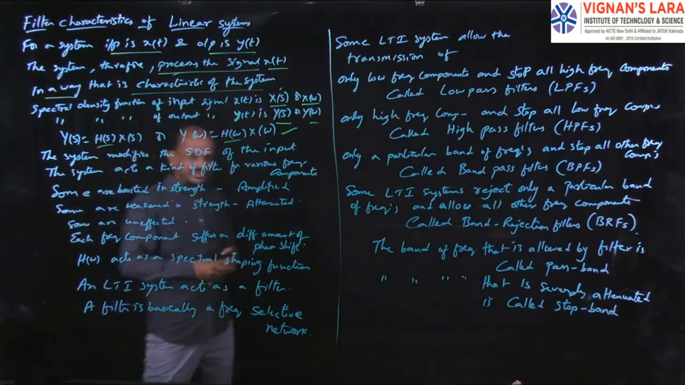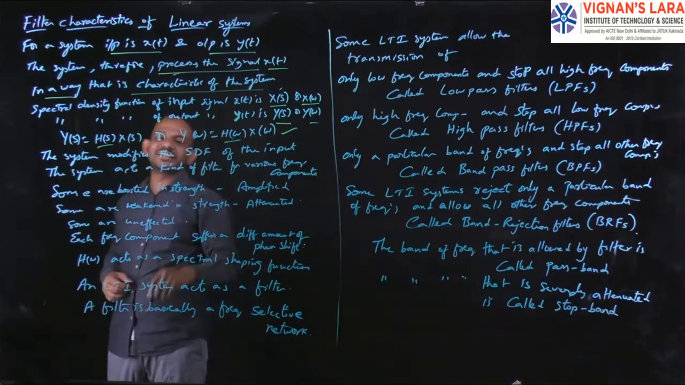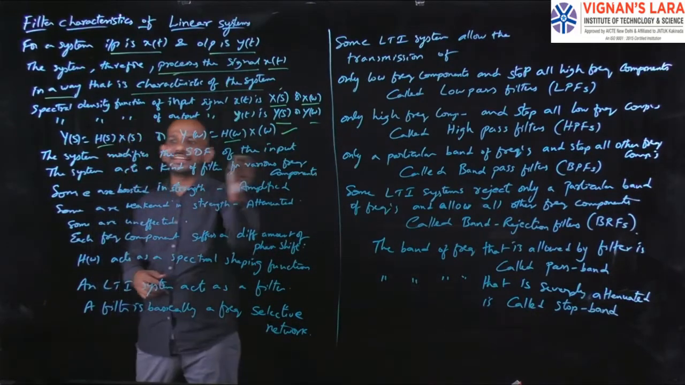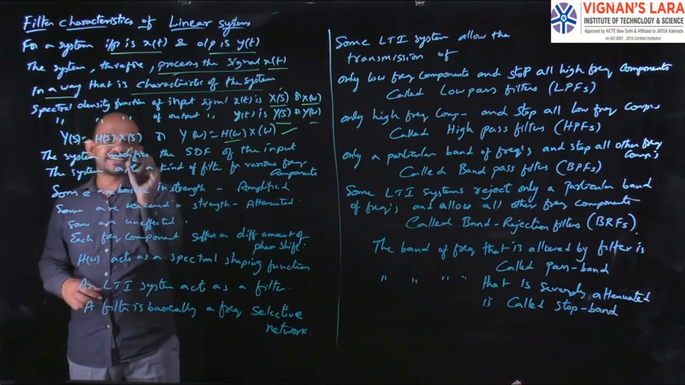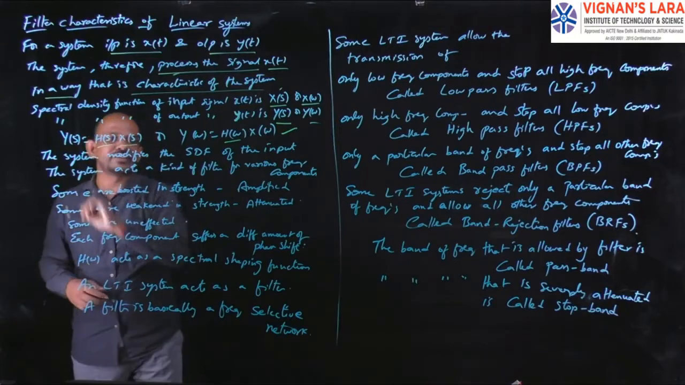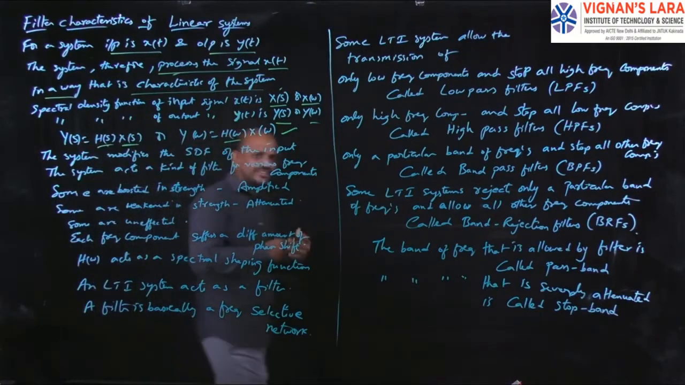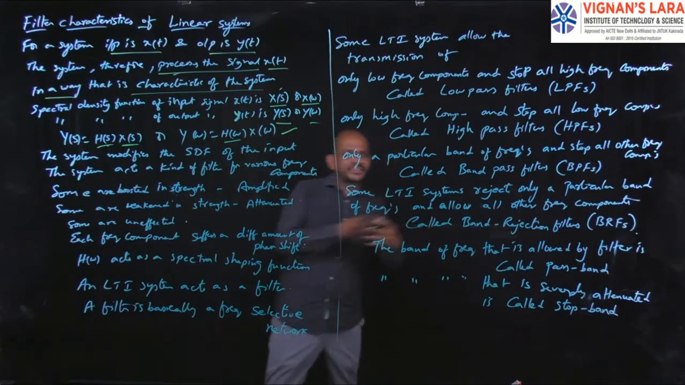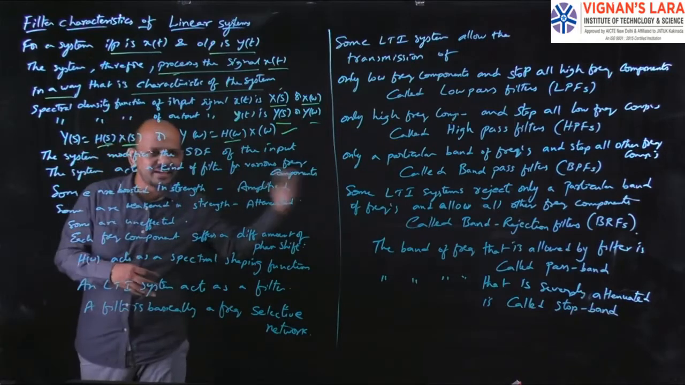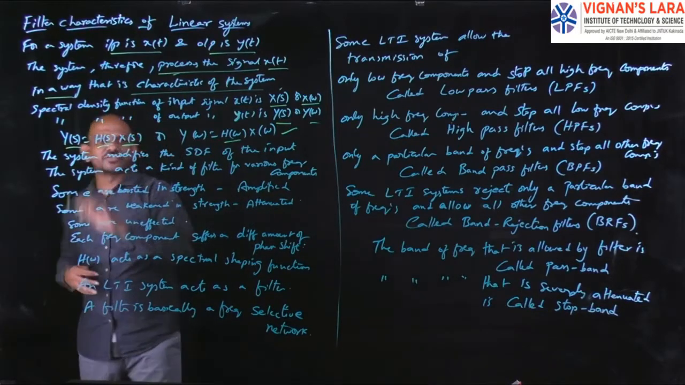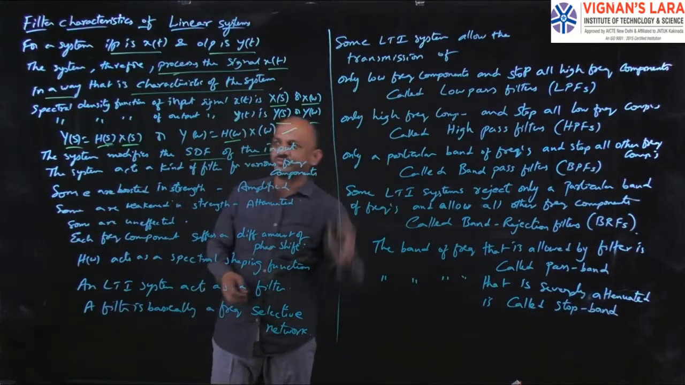Now, what will the system do? The system modifies the spectral density function of the input with the help of the transfer function H of s. Here X of s is the spectral density function. The system modifies X of s with the help of H of s, and produces the spectral density function Y of s at the output.